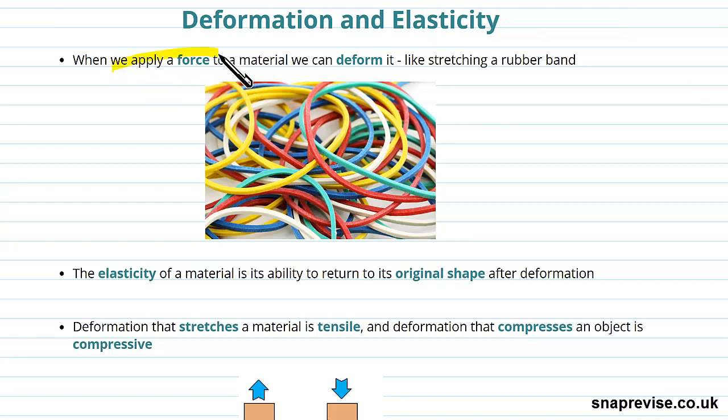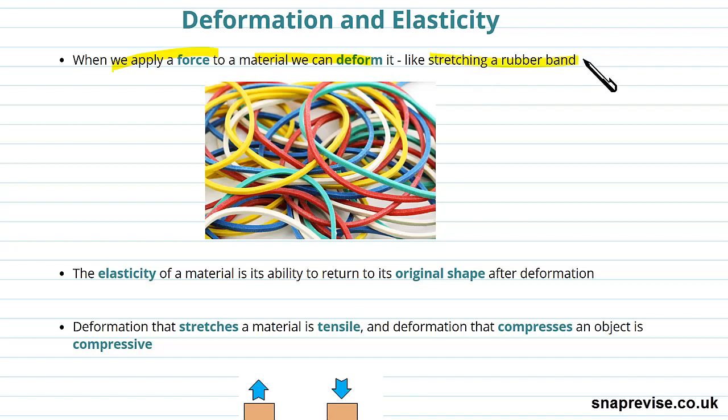So when we apply a force to a material, we can deform it. We mentioned this briefly when we talked about springs last time, the idea that Hooke's law was only valid up to a certain point on the spring. If we stretched the spring too much, then it would no longer obey Hooke's law, and indeed it would be permanently deformed. And that's what we're talking about here.